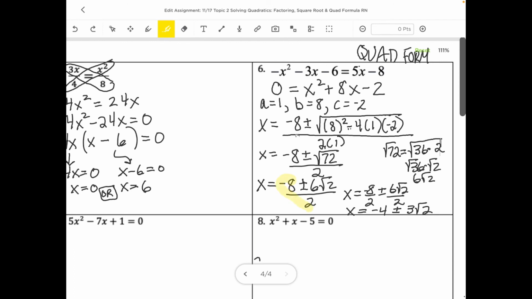So please, this part here is super important. Remembering that one of your last steps is to separate them. I call it the butterfly. So it's like butterfly wings.